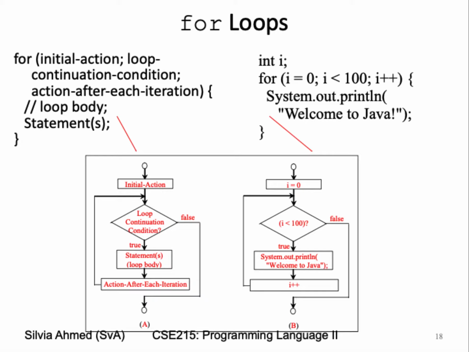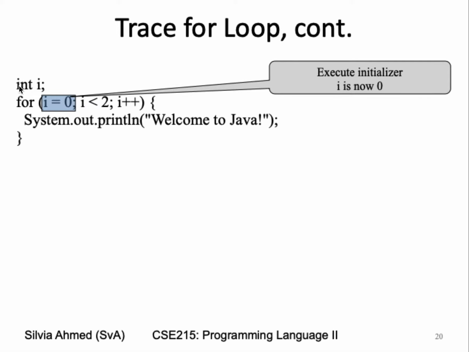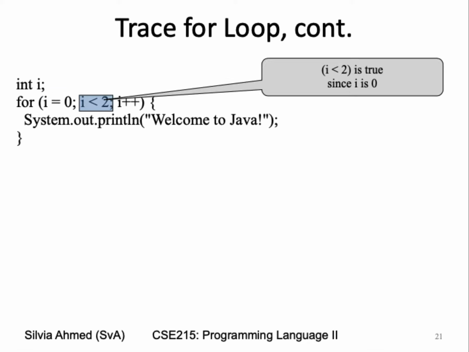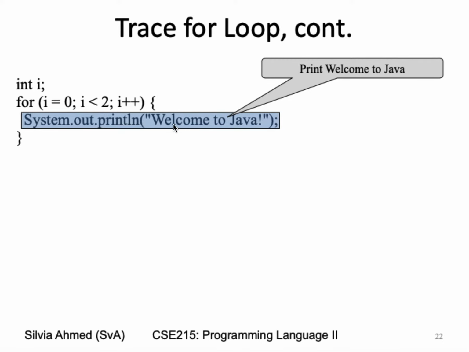Okay, so let's trace a for loop example now with the same example we did before, where we repeatedly printed the line welcome to Java. So first we are declaring the variable I. Then inside the for loop we are initializing the value of I to be 0. So I is our loop control variable here. Then we check if I is less than 2. That means 0 is less than 2, which is true. Since it's true, we enter the loop and print welcome to Java.